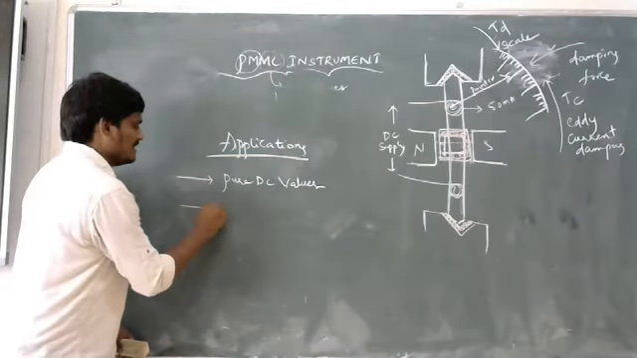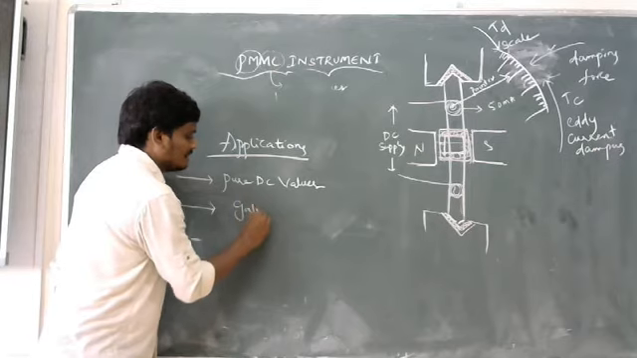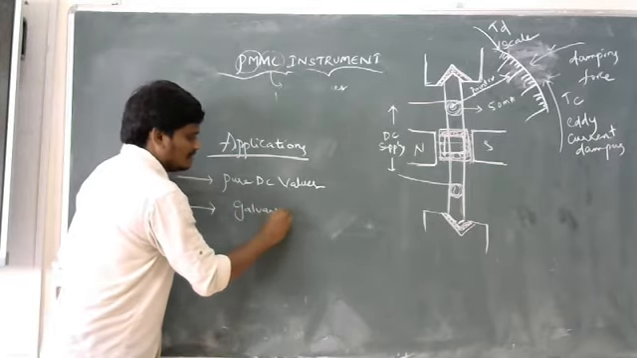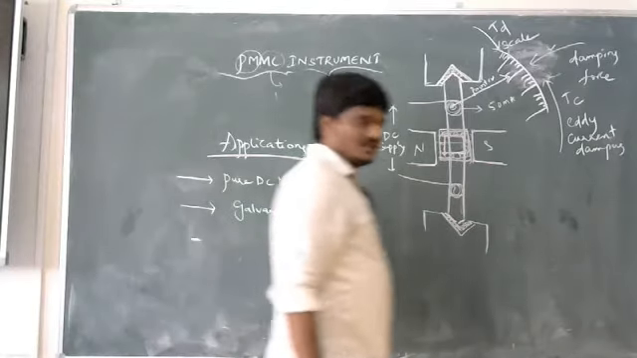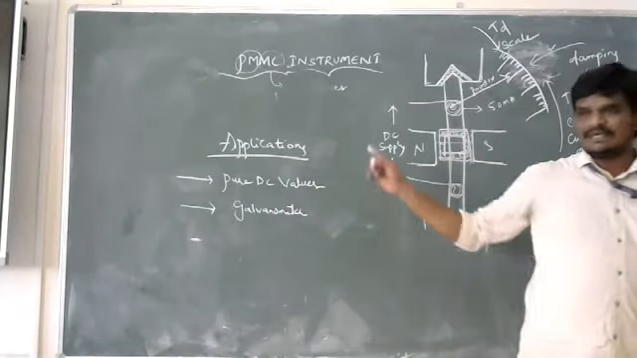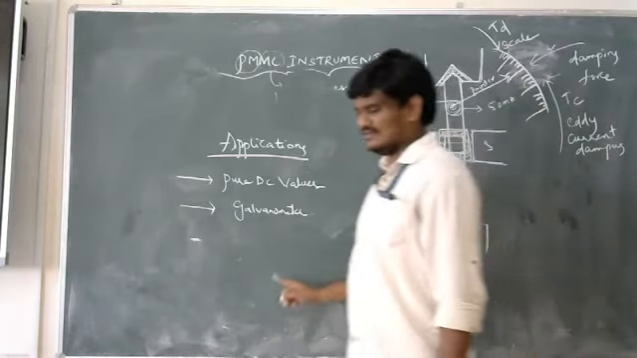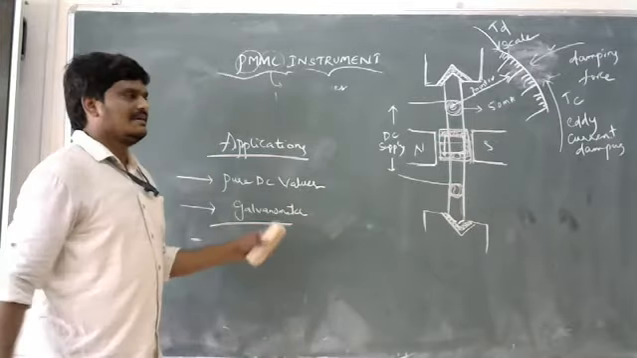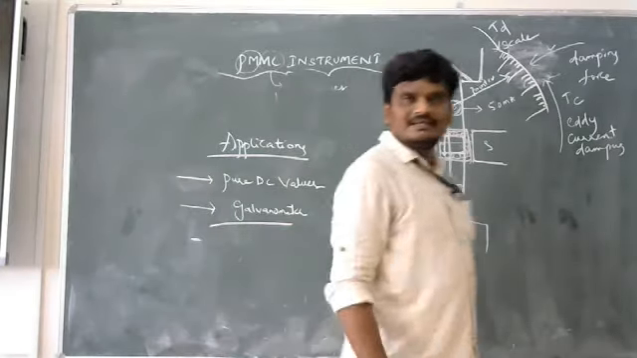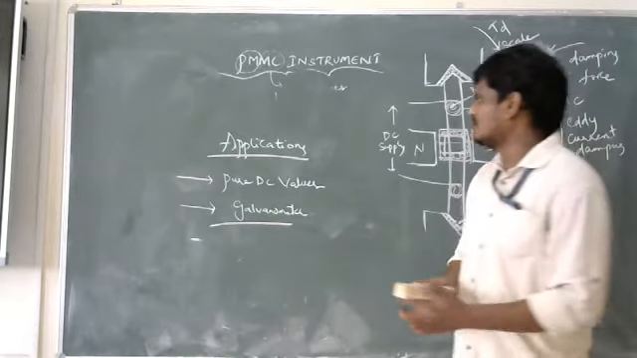Coming to the second application, it can also be used as a galvanometer for showing null deflection value. That is, the PMMC instrument can also be used as a galvanometer for null deflection of value. These are the construction, working, advantages, disadvantages, and applications of a PMMC instrument.